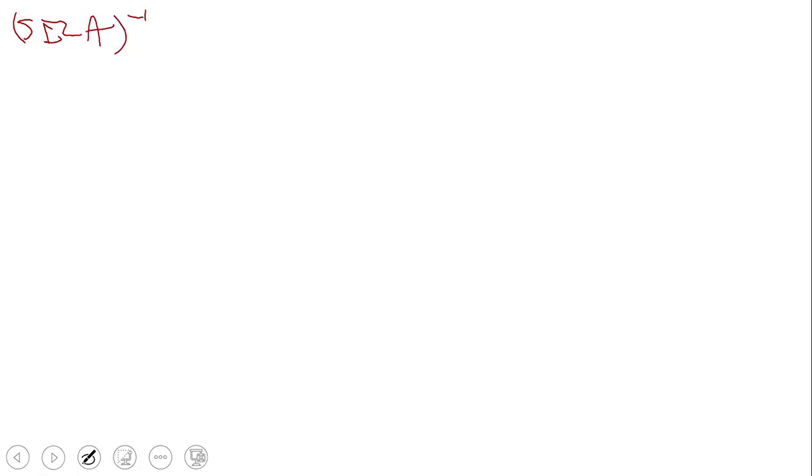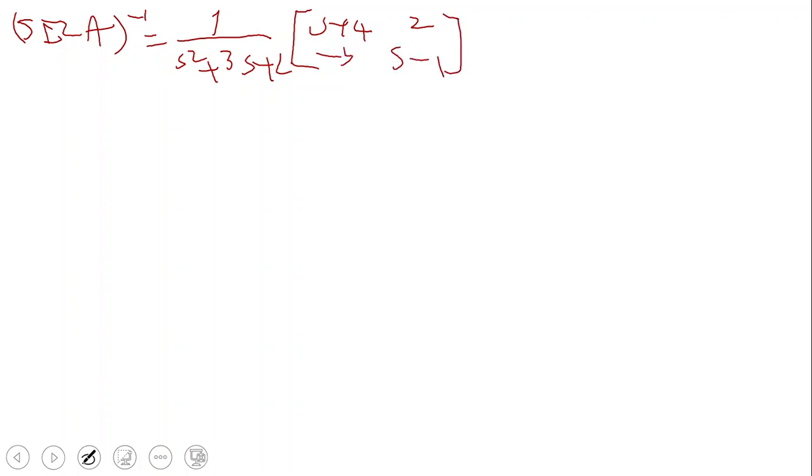So (sI minus A) inverse means 1 by determinant of sI minus A, that is (s minus 1) into (s plus 4) plus 6. So if you do that, it is 1 by (s square plus 3s plus 2) multiplied by [s plus 4, 2; minus 3, s minus 1], right? I'm sorry, this is minus 3, because we have to interchange the diagonal elements' position, then change the signs of the off diagonal elements, right?